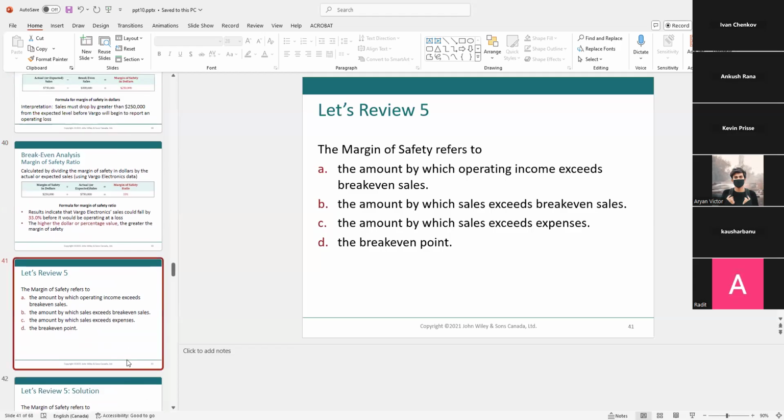Tell me what you think here. The amount by which sales exceeds expenses. Not the sales over the expenses. The amount by which the sales exceed the break-even. Right? That's your margin of safety.